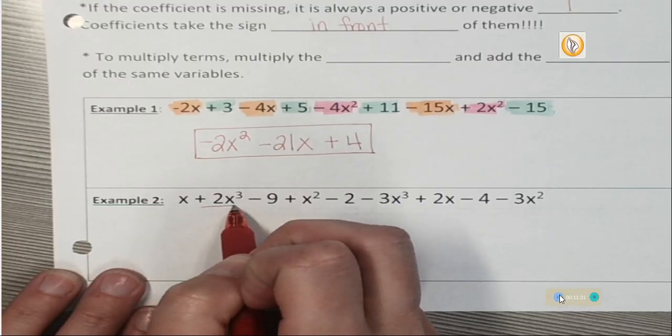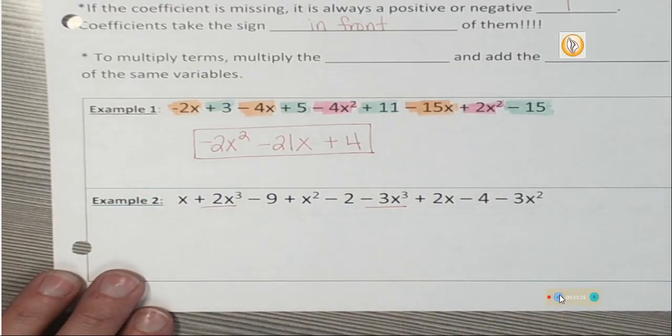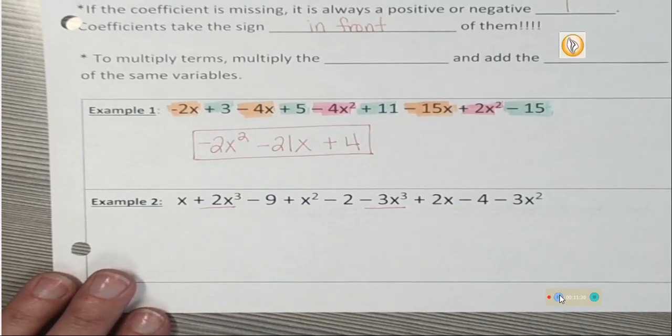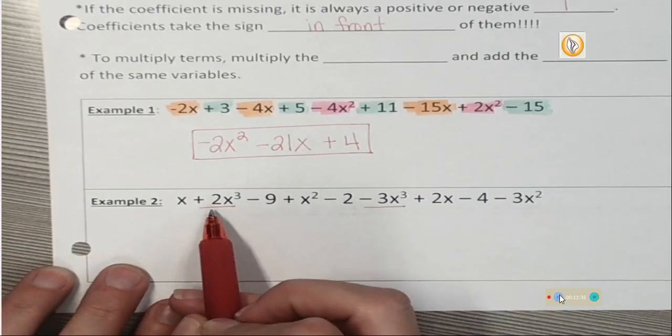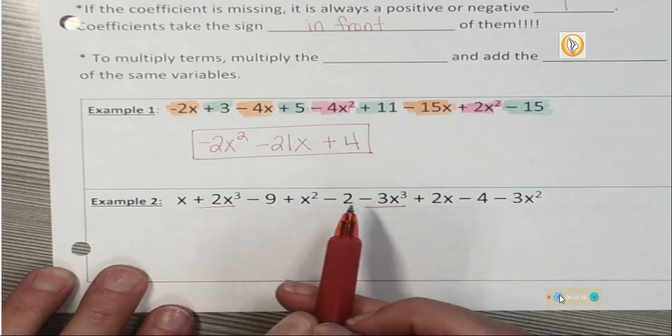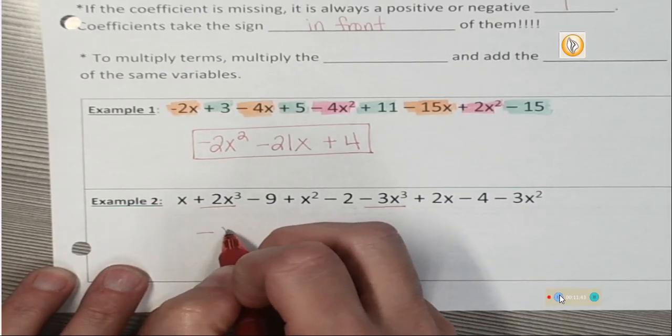I have a 2x to the third and a negative 3x to the third. So I underline those one time because that reminds me they go together. Now, you are welcome to highlight if you like to highlight. I love color. Color makes it so much easier for you. All right? Now, what is 2x thirds minus 3x thirds? Negative x to the third.